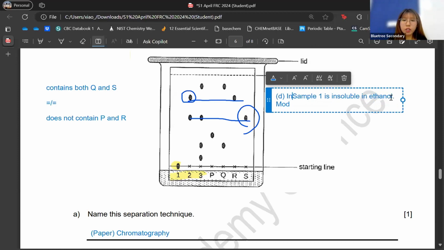Okay, so this first sentence will be the inference asked by the question, and now the second mark, the second part, is what is the modification. So modification is what can you modify in the experiment, whether you change a solvent, you change your paper, you change the beaker, whatsoever. Okay, what can you change or modify for you to correct this issue or this problem that you have seen?